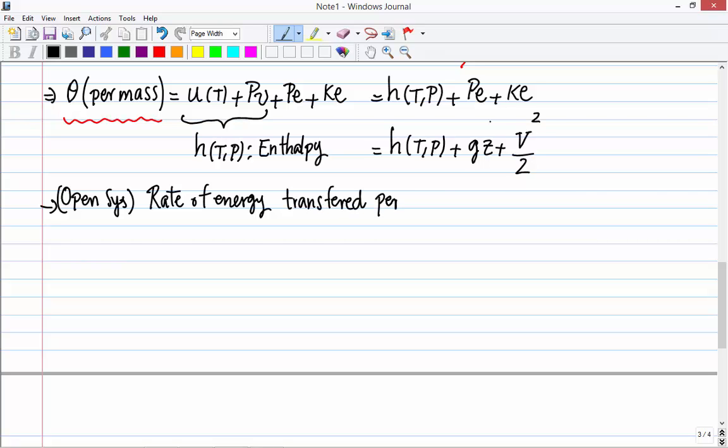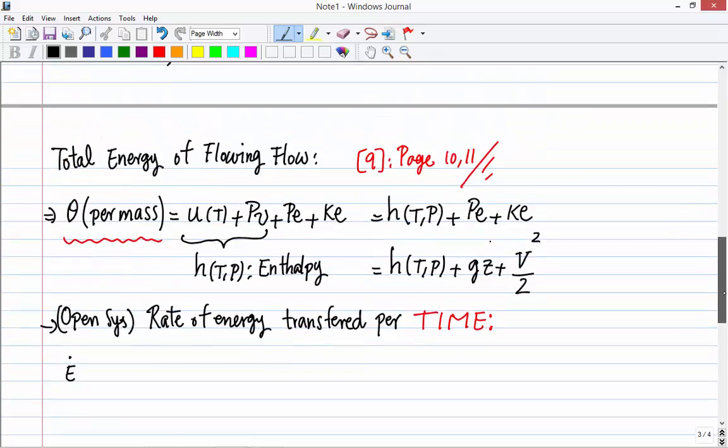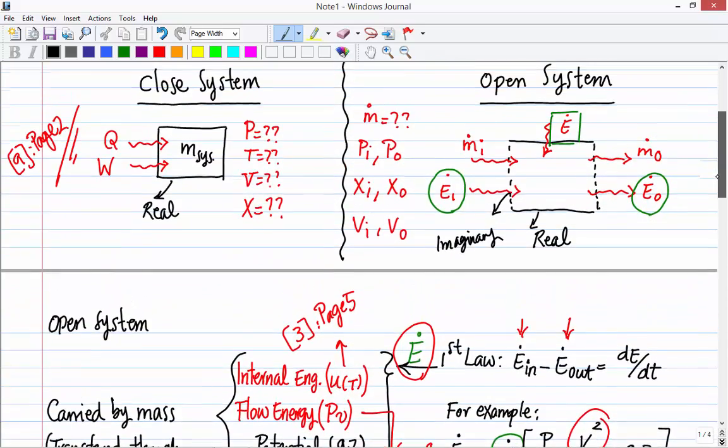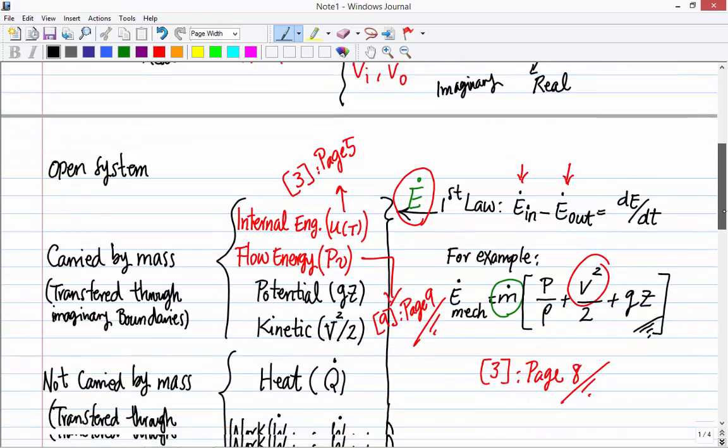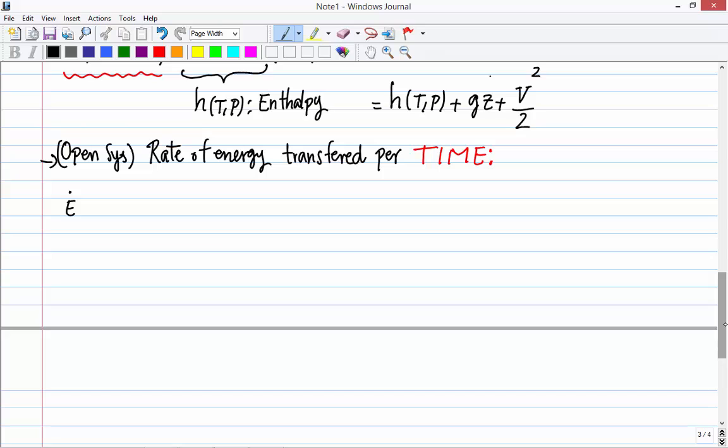Per time. Please pay attention. Per time. This is what I like, per time. And that would be E dot. This is C. Look at that. Guess what? I was looking for E dot and I'm just struggling to get back to E dot.